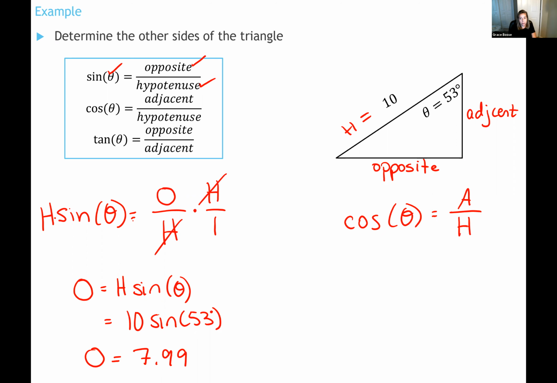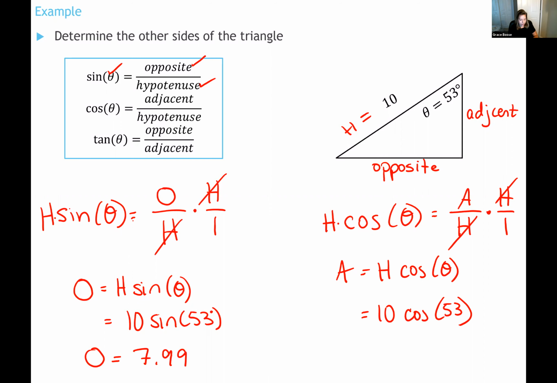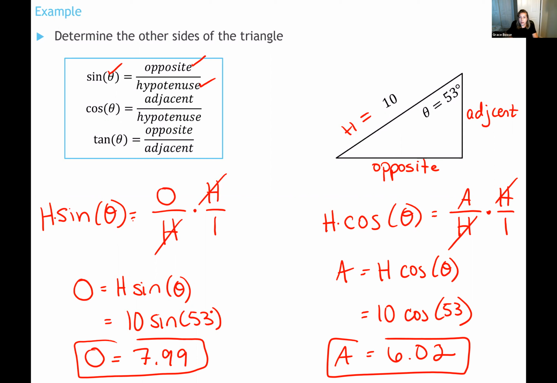Again, I need to solve my equation algebraically. So I'm going to multiply both sides by the hypotenuse. And I get that the adjacent is the hypotenuse times the cosine of theta. That's 10 times the cosine of 53. And I get 6.02. So those are the two sides of the right triangle that I was given.